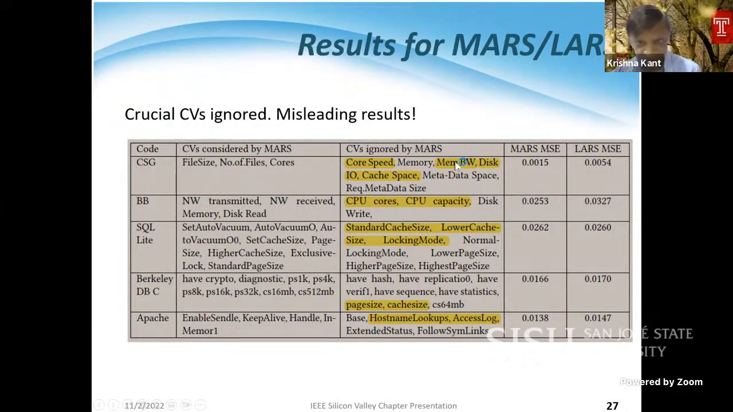I'm going to ignore it. Memory bandwidth is not important. I'm going to ignore it. The disk I/O bandwidth is not important. The cache space is not important. So you can imagine how wrong this is. And the same thing applies to the others as well.